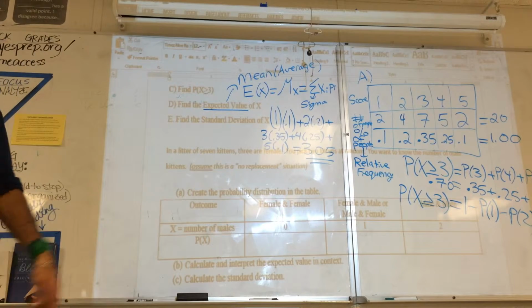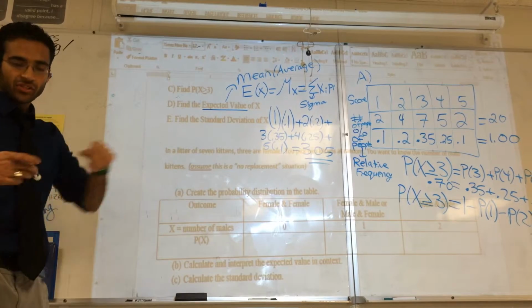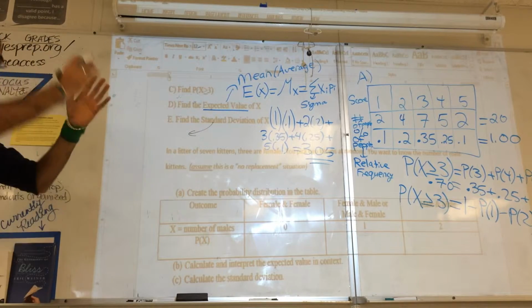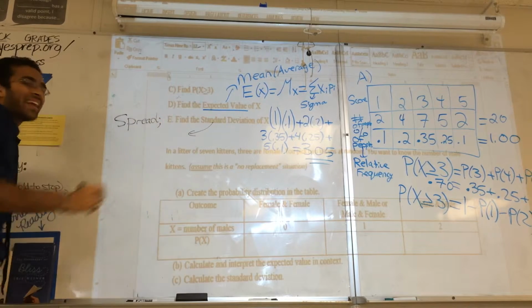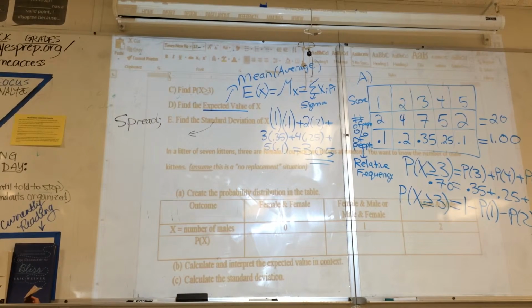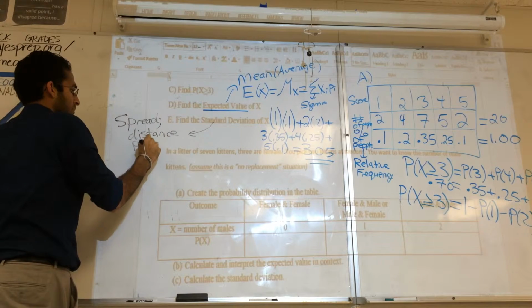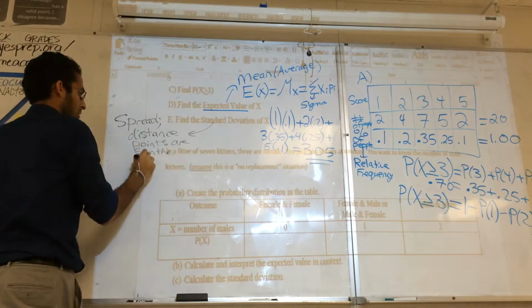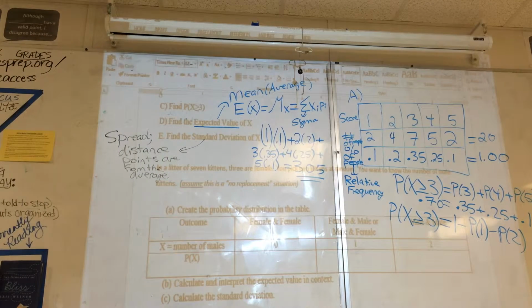Okay, so guys, the next thing it asks us is the standard deviation. Standard deviation is a word we know. Standard deviation measures the spread. Let's go ahead and get this down. Standard deviation measures spread. And it is the distance points are from the average. Or from the expected value if you want. Same thing. Expected value, average, mean, all the same.